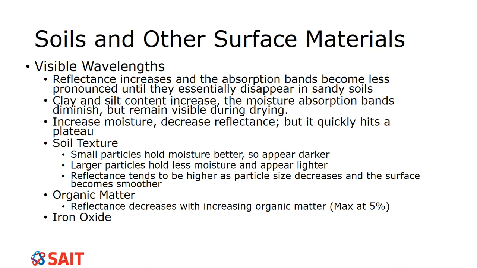So reflectance tends to be higher as the particle size decreases and the surface becomes smoother. The reason is, as long as we remove moisture out of the equation, if we have a smooth surface, it is going to reflect back. It's going to have a higher reflectance. If it's really rough, it actually is diffuse scattering, so we reduce the amount of energy that's actually returning. So that's why soil texture is an important thing for us to note down.